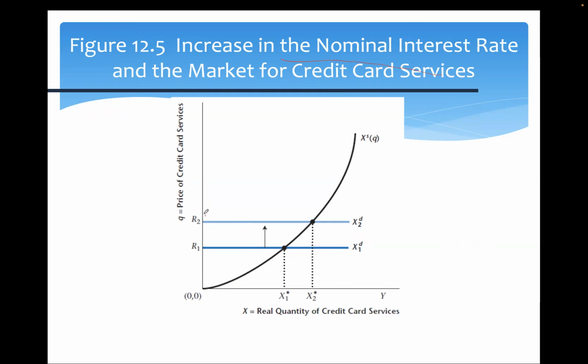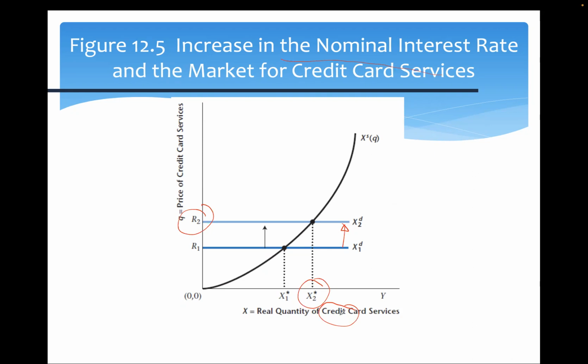First of all, if the interest rate increases, these lines go off, and then the demand or the real equilibrium quantity of credit card service is going to increase. In other words, people are going to use more credit cards. What that means is very intuitive.